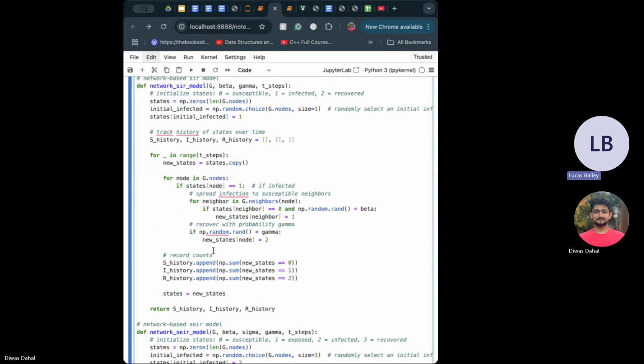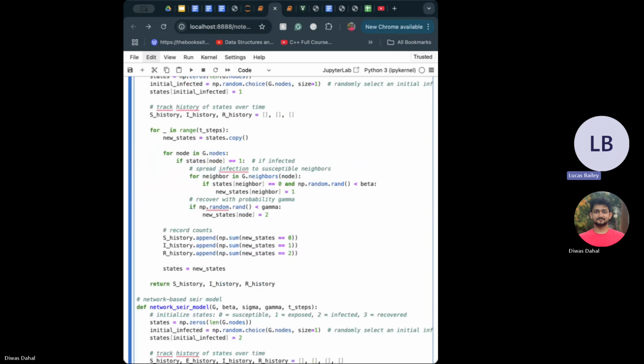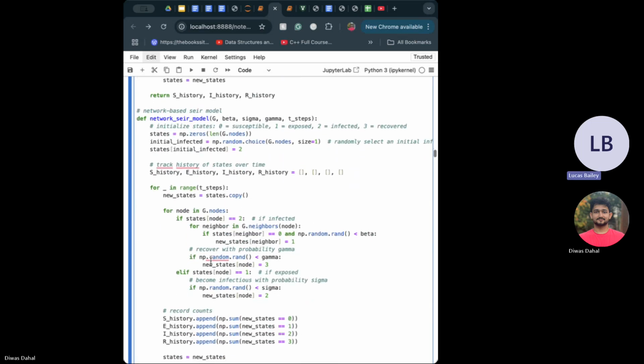And Diwas, you're showing this is the part of the code, right? Mm-hmm. Okay, perfect.